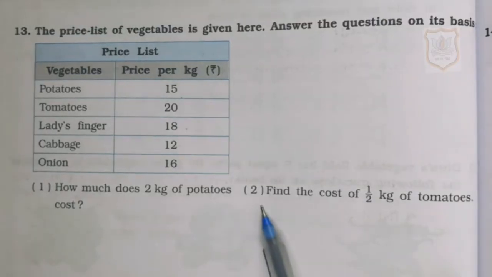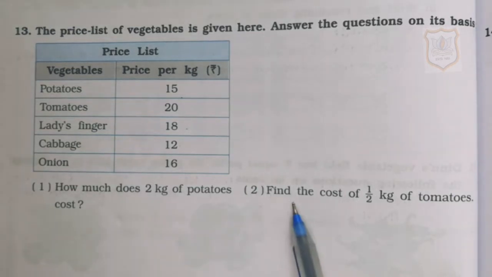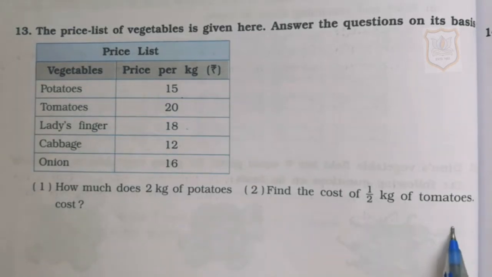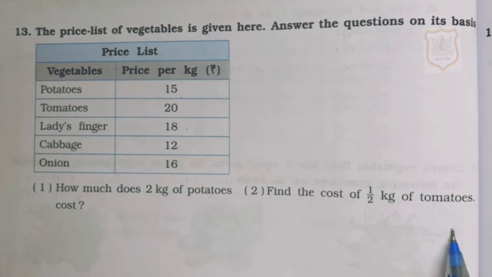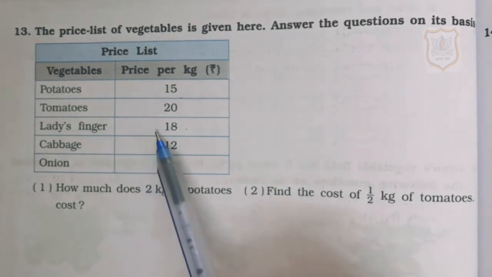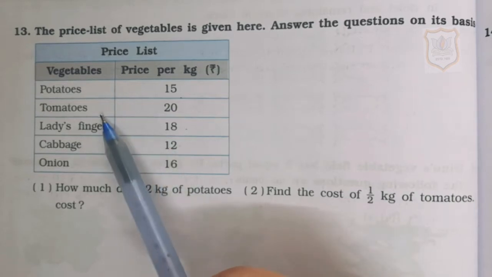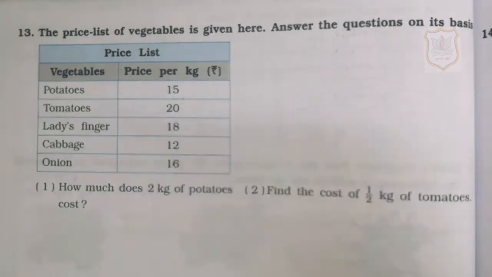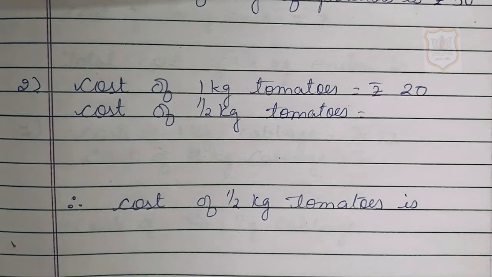Now second part of question number 13. Find the cost of half kg of tomatoes. Here students, we have to find out the cost of half kg of tomatoes. Here in the price list table you can see that the cost of 1 kg of tomatoes is 20. Now solution for second part of question number 13.